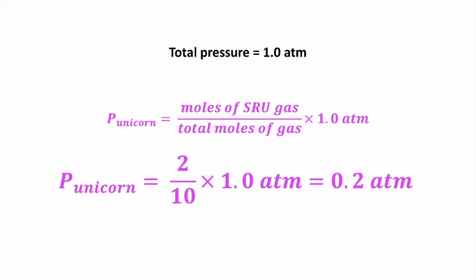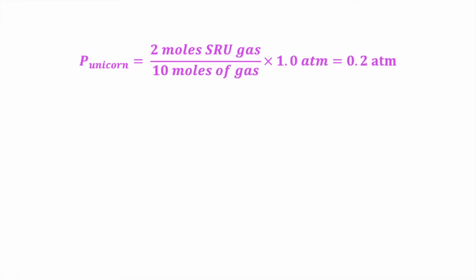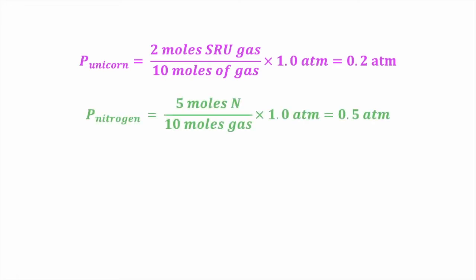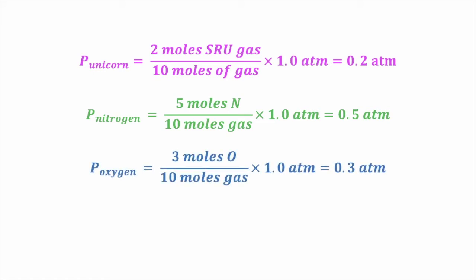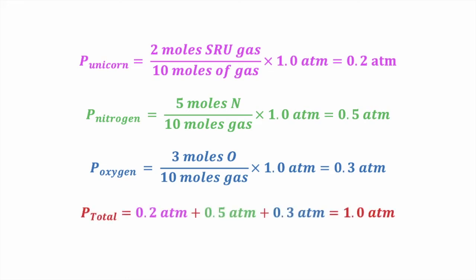We could do the same thing for nitrogen and oxygen. Using the same formula, we get 0.5 atmospheres for nitrogen and 0.3 atmospheres for oxygen. All of these partial pressures add up to 1.0 atm, which equals the total pressure in the tank. So what this mole ratio equation is really doing for us is helping us figure out the fraction of the total pressure that is attributable to the particular gas we're looking at, and that fraction is the partial pressure.